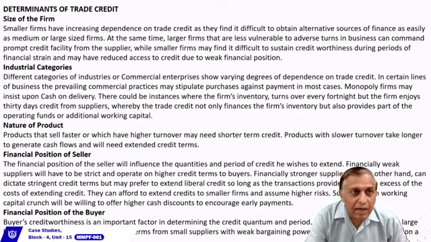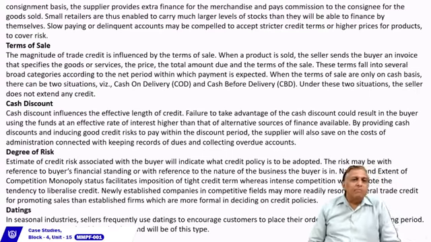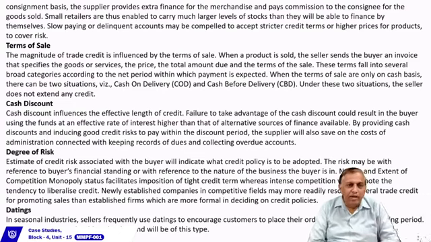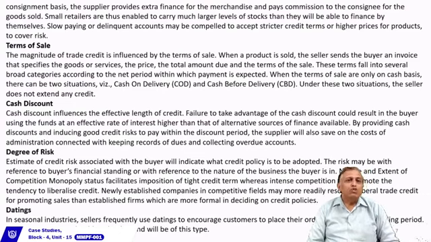Where goods are supplied on consignment terms, the supplier provides extra finance to the merchandise and pays commission to the consignee for the goods sold. It's an altogether different domain. Small retailers are thus enabled to carry much larger levels of stock than they would be able to finance by themselves.